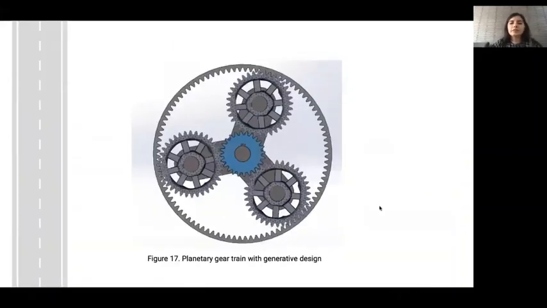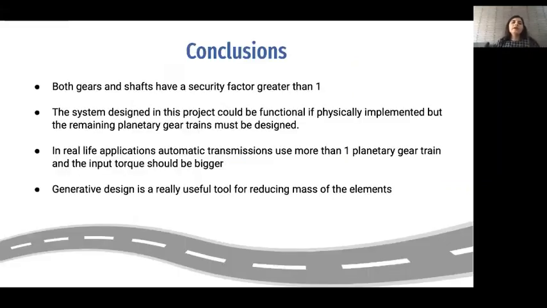And in here, we implemented the generative gears to our planetary gears, so the planetary gear train. So this would be our final system, which would be later implemented in the car transmission. We can conclude that all the elements must have a safety factor greater than 1 in order to be reliable, and the system that we designed would be functional if physically implemented. We would only need to design the other two planetary gear trains.